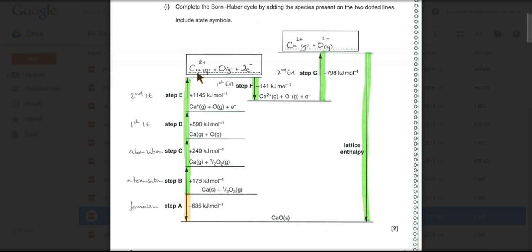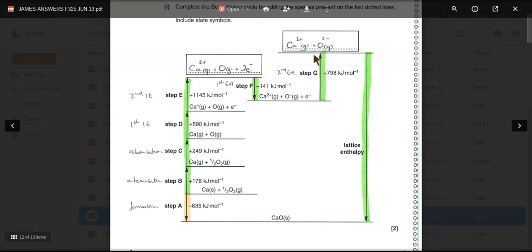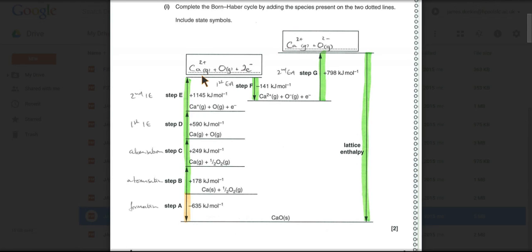So the answer to this box is that the Ca+ gas needs to change into Ca2+ gas. Remember, you're only allowed to change one thing at a time. So there's your change. The O gas stays the same, but because you've removed that second electron, you need 2 electrons here. If you think about lattice enthalpy, what you've got to have are gaseous ions to create the lattice. So we've got the Ca2+ ion in the gaseous form, and we need to sort this oxygen out now.